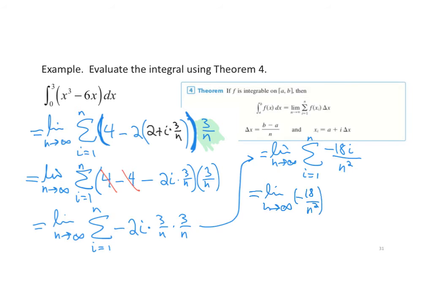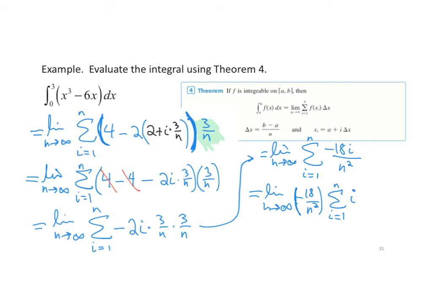So we have the limit as n goes to infinity of negative 18 over n squared times the sum from i equals 1 to n of i. Now take a moment to look in Appendix E for a helpful formula that tells you how to simplify the sum from i equals 1 to n of i. If you still can't find what you need in Appendix E, I'll give you a hint. It's Theorem 3 in Appendix E. Go find it. Make sure you understand what my next step is going to be.